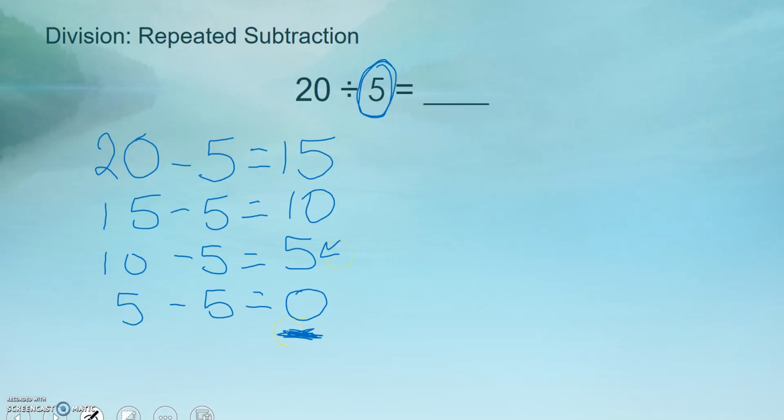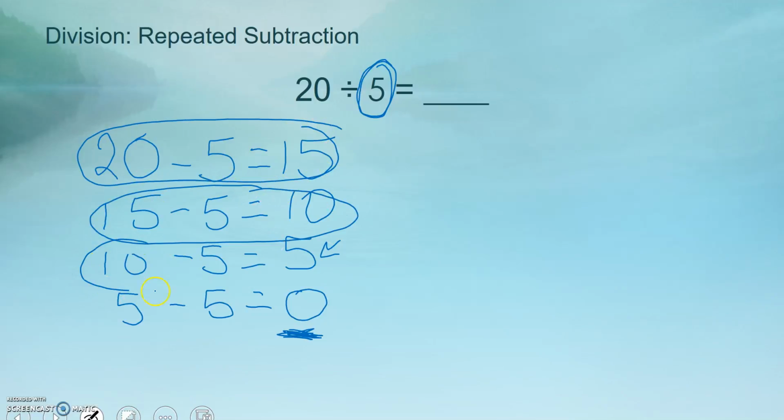So now I'm going to count how many times did I subtract 5 to get to 0. 1, 2, 3, 4. I subtracted 4 times, so my answer is 4. Let's look at another problem. Let's look at a word problem.